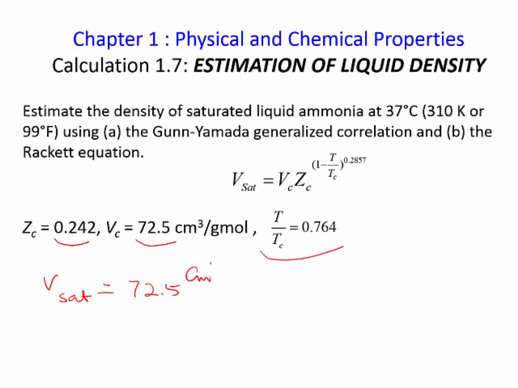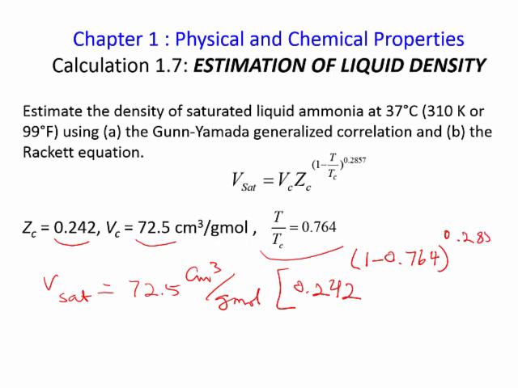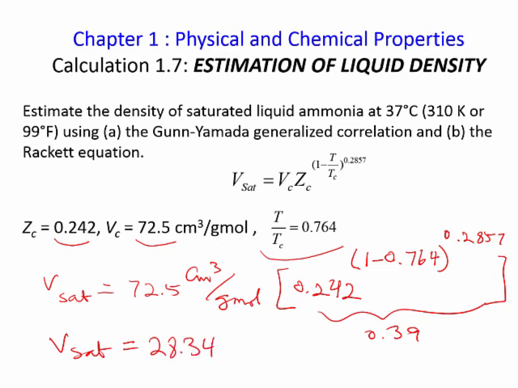72.5 cm³/gmol multiplied by 0.242 to the power 1 minus 0.764 to the power 0.2857. The value in the bracket is 0.39, and with that we can then calculate Vsat as 28.34 cm³/gmol.